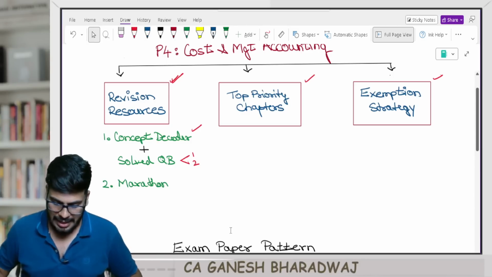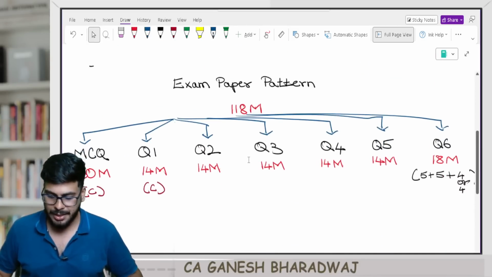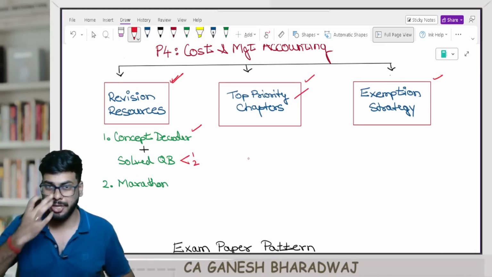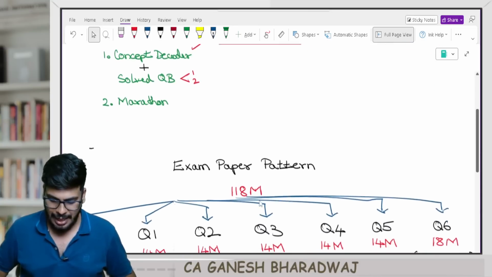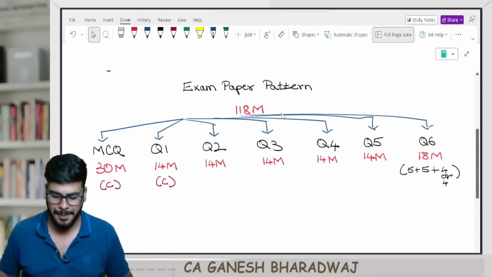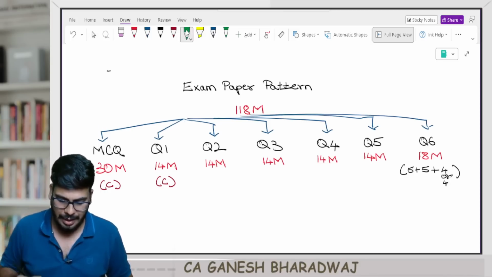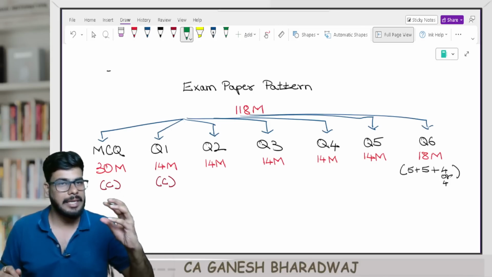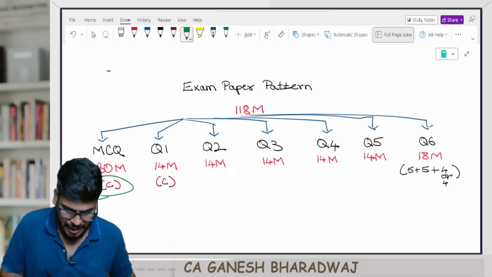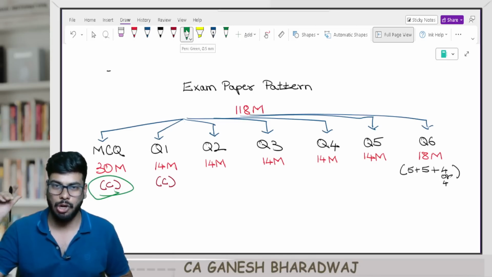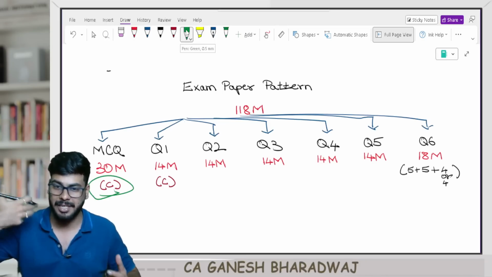Now moving on to the next area. Now guys, I'm going to talk about the top priority chapters, that is the all-time high scoring topics. But before that, first let me explain how this exam paper pattern looks like. In your exam, it's basically divided into 2 parts. Part 1, 30 marks of MCQ component, it's fully compulsory. And part 2, you need to write for a total of 70 marks in the descriptive, that is numerical problem solving.